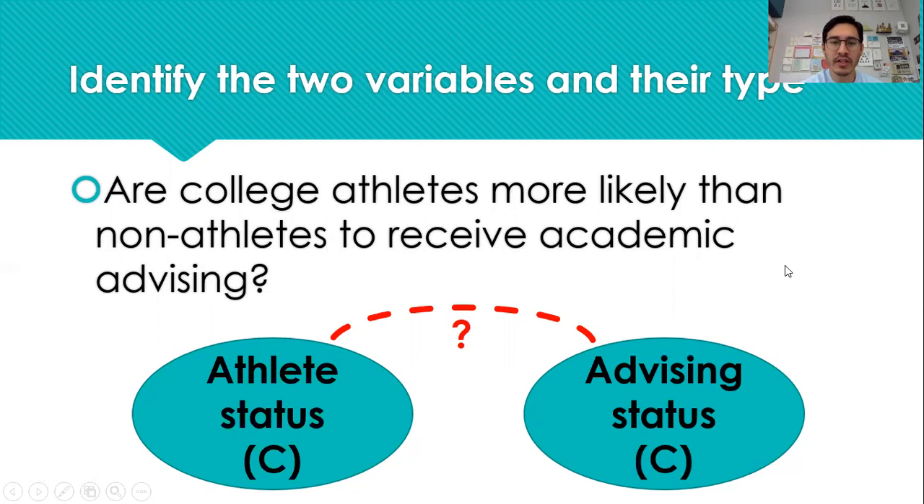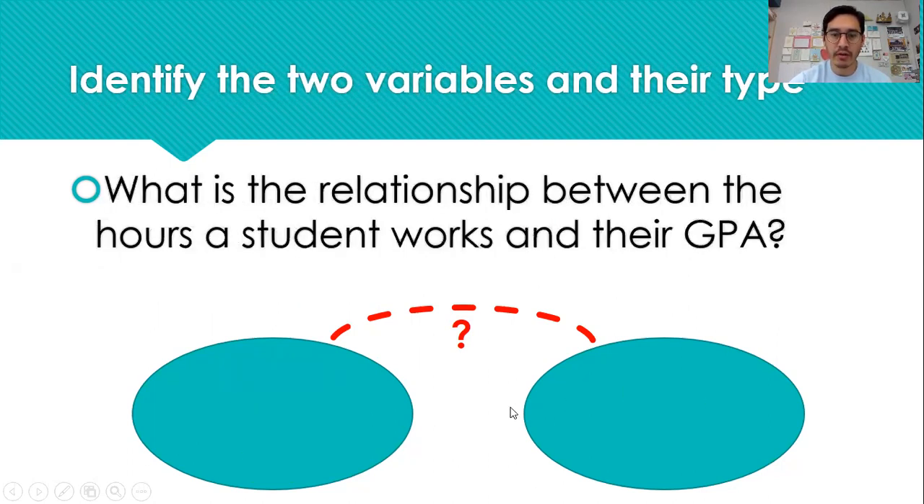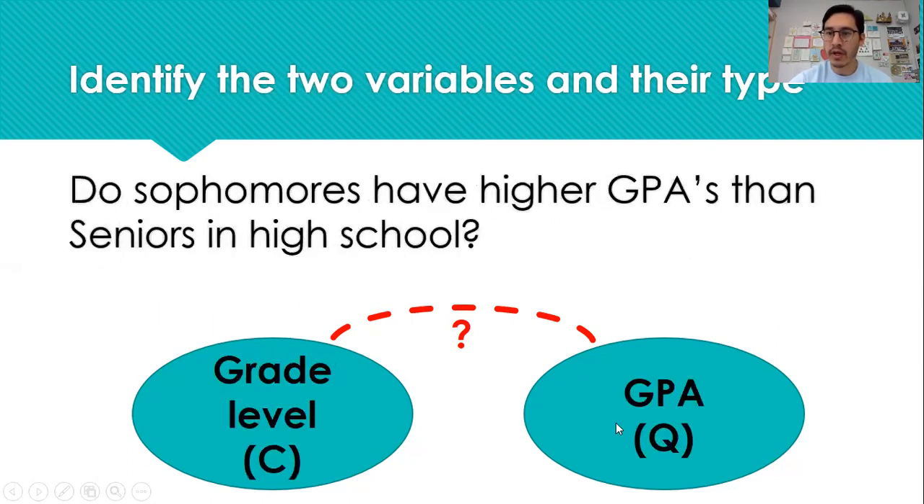So I think the point that I wanted to make here is that when we're wanting to investigate relationships, we can do it with all different variable types. We can look for relationships between two categorical variables, between two quantitative variables, or between a categorical and a quantitative.